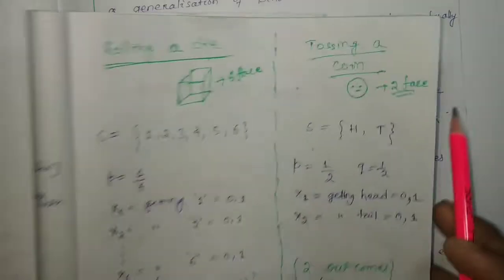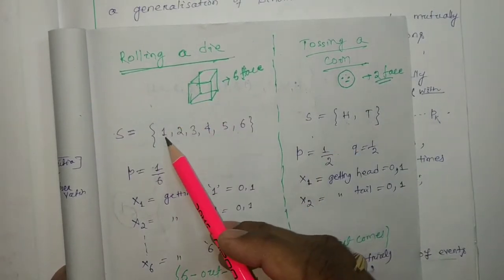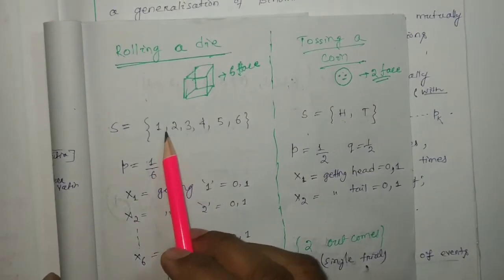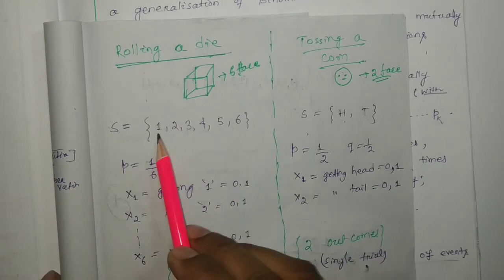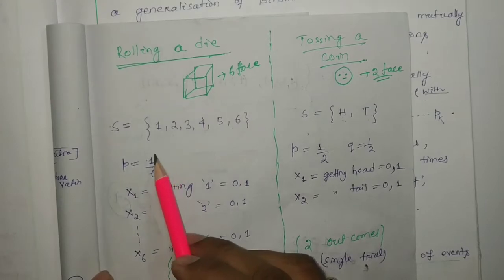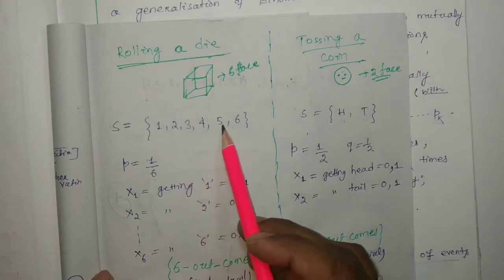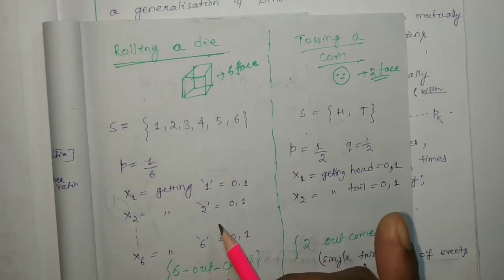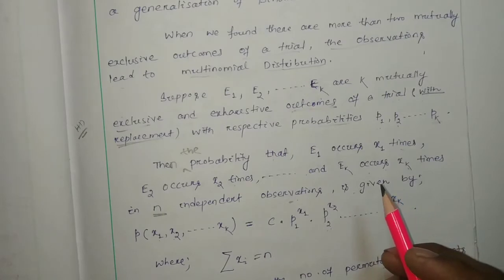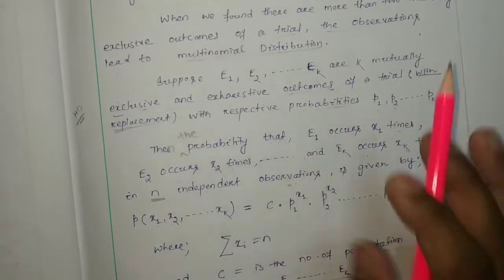That means here I rolled a dice. I got mutually exclusive and exhaustive outcomes: 1, 2, 3, 4, 5, 6. So each outcome has the probability 1 by 6. Right? If I add 1 by 6 plus 1 by 6 plus 1 by 6 plus 1 by 6 plus 1 by 6 plus 1 by 6, it will give you 1. So this is one of the conditions that we have to remember for this distribution, which we are going to discuss in detail.